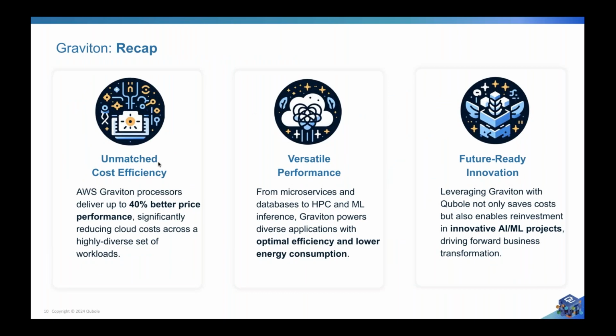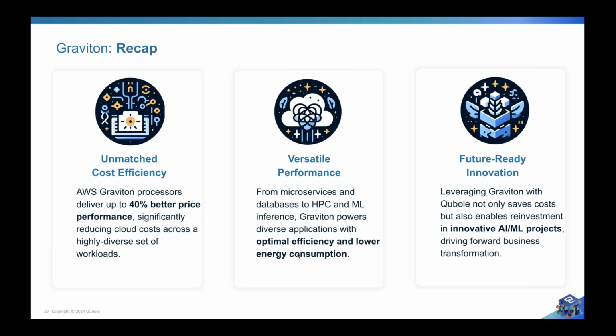Just to recap quickly, what do we get with Graviton on Qbol, correct? Unmatched cost efficiency, as we will see in the demo quickly, that you do save on price to performance, which we have seen around 40%, reducing your cost. Versatile in performance, then definitely what are other areas in which you can use Graviton? We have seen high performance computing, ML inference, as we just spoke about a few minutes back, where you can actually reduce the overall cost.